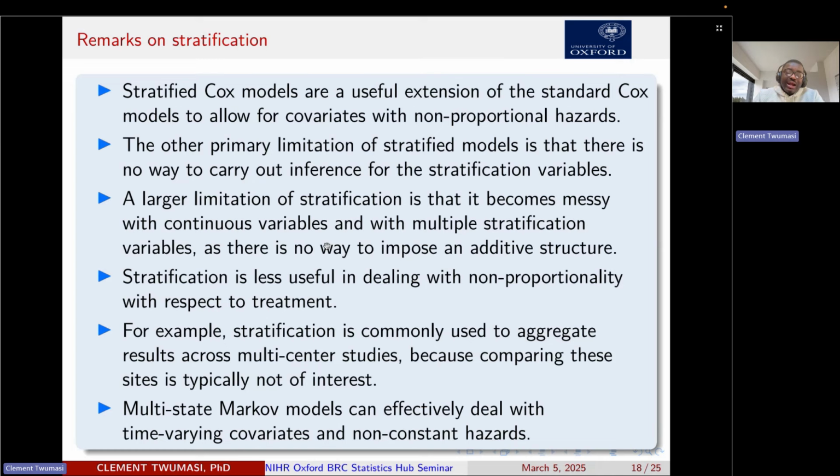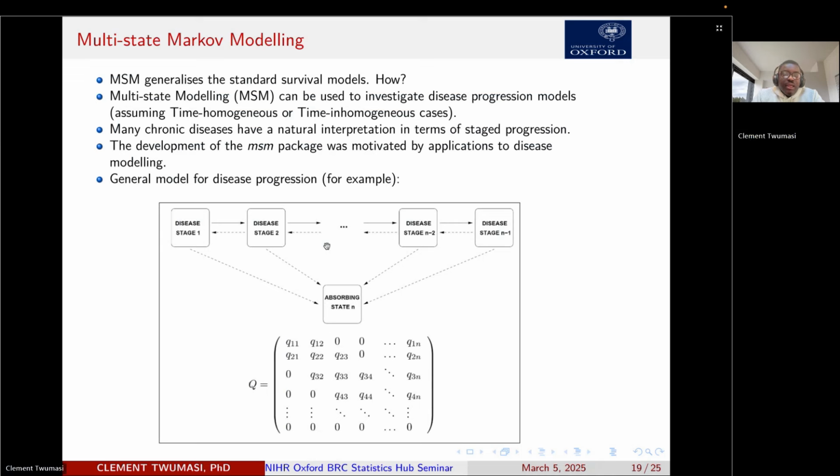And whenever some of the variables are also time varying, or they change over time, then it means you should stratify with respect to time. So that is something you should note. Now, because of time, I'll briefly just introduce the multi-state Markov model.